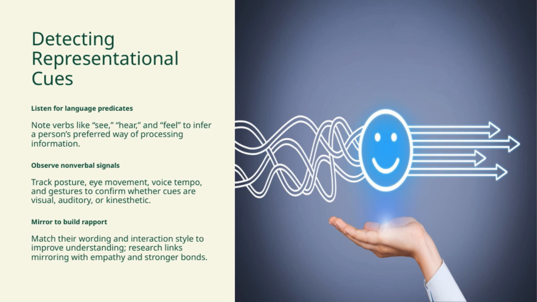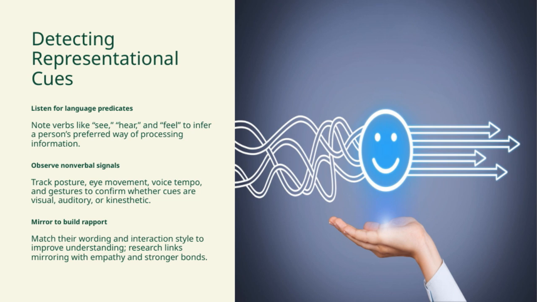When we mirror their language, it shows empathy and helps strengthen the bond between us. One effective way to do this is by mirroring their nonverbal signals. Pay attention to their posture, eye movements, voice tempo, and gestures. These cues reveal whether they process information visually, auditorily, or kinesthetically.